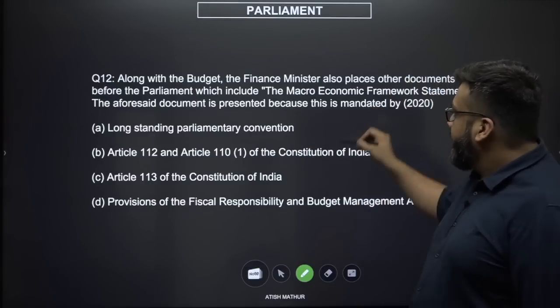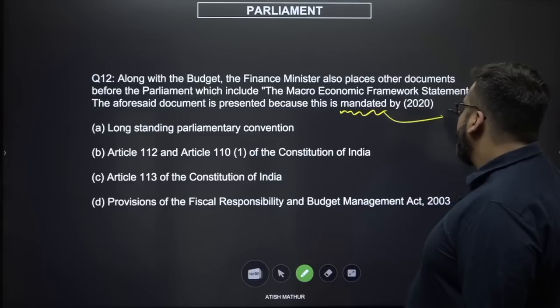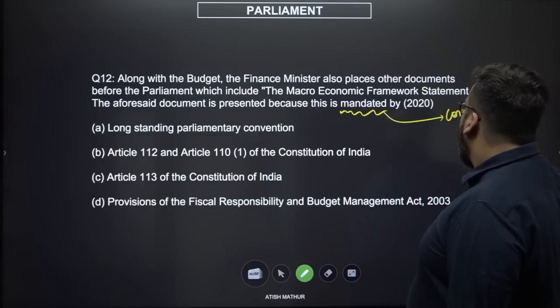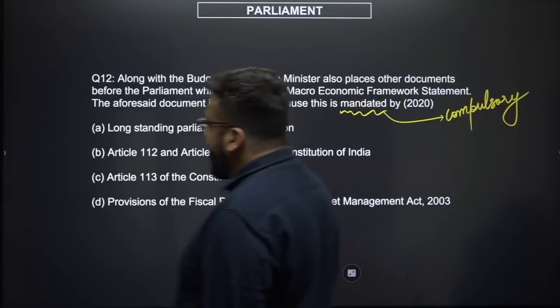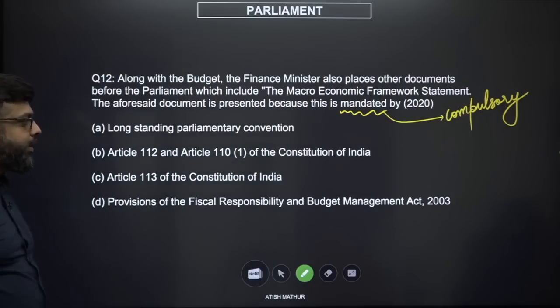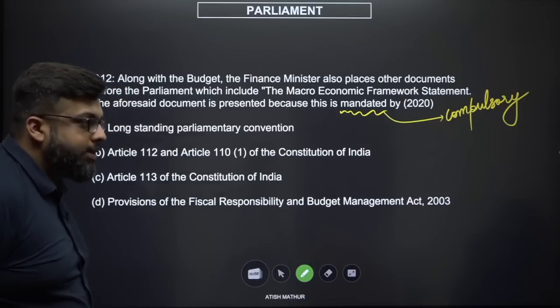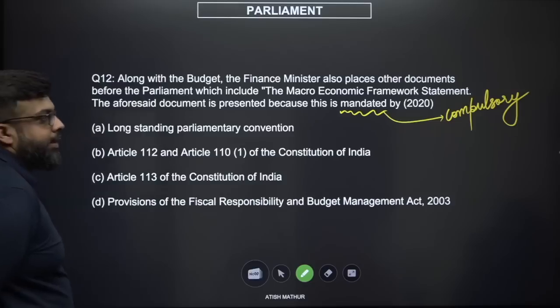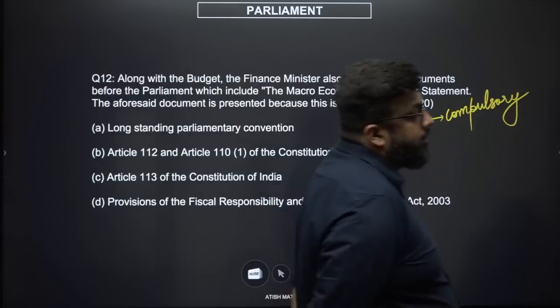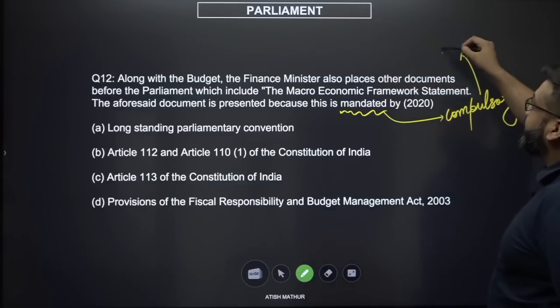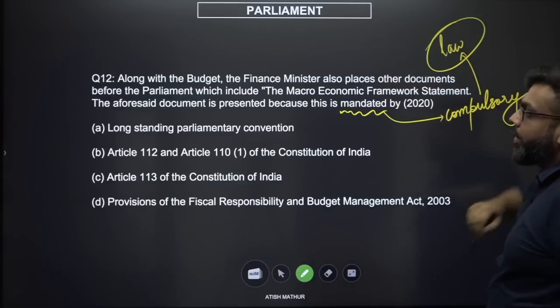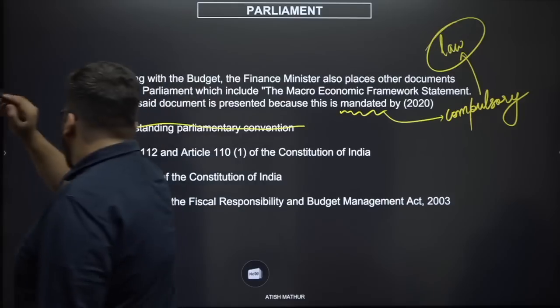Look at the keywords. Mandated, which means it is compulsory. You have to do this under all circumstances. Long-standing Parliamentary Convention, Articles 112 and 110, Clause 1, Article 113 of the Constitution, provisions of the Fiscal Responsibility and Budget Management Act of 2003. Now, if something is mandated, which means something is compulsory, for something to be compulsory, it must always be backed by some form of law. So the first option is automatically out.